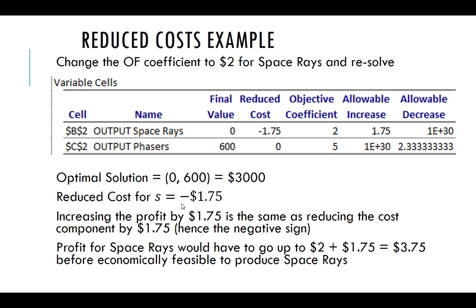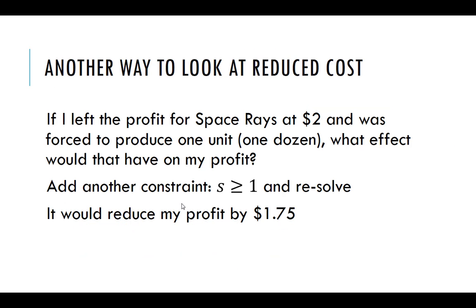So the profit for the space rays would have to go up to $2 plus $1.75, which is $3.75, before it becomes economically feasible to produce space rays. That $3.75 should look familiar to you. It was the low end of the range of optimality when we had 8 and 5 for the objective function coefficients, right?